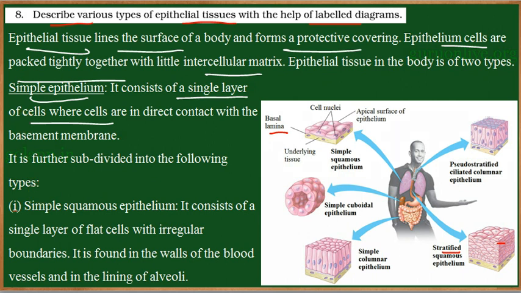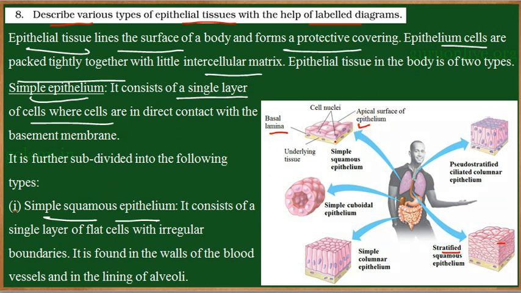Now coming to the simple epithelium, again based on the structure, there are different types. If you observe this image, we can see there are different structures. One is flat, one is elongated, one is cubical in shape. So based on their shape, simple epithelium is further classified. Now the first one is simple squamous epithelium. These are the simple squamous epithelium.